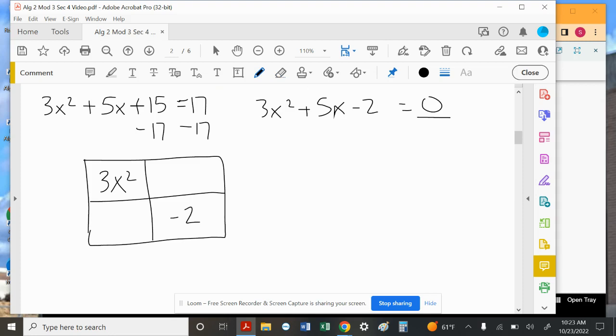And then remember, the 5x is going to be split between these two boxes. So it could be 3 plus 5x. It could be 6x minus 1x. It could be anything. So we'll figure that out in a minute. So now how do I do that?